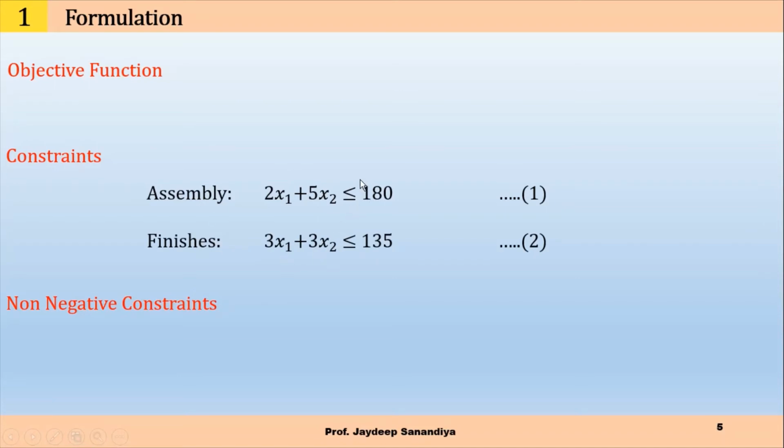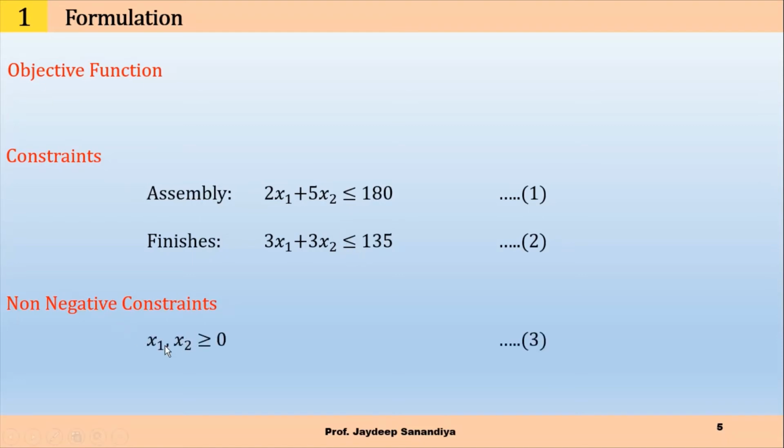Here, why is the less than or equal to sign there? Because in assembly you can use maximum 180 days depending on the value of x1 and x2. In assembly operations, it is not required to utilize the full 180 man days, but you cannot cross this limit. So that's why this sign is less than or equal to type. Similar way for finishing operation also, you can use maximum 135 man days, but you cannot exceed this limit. So that's why this will be a less than or equal to type constraint.